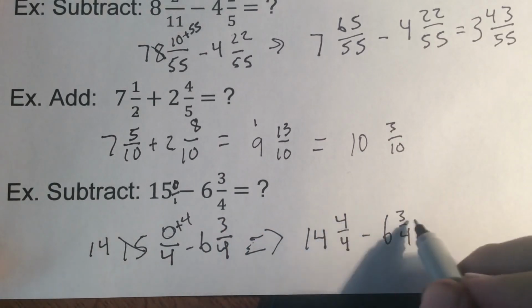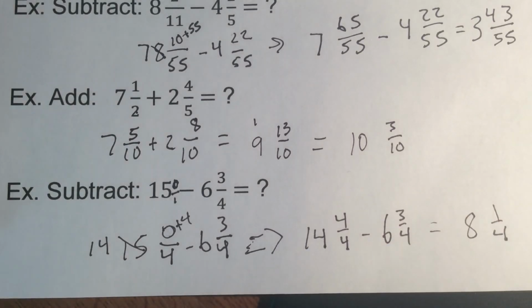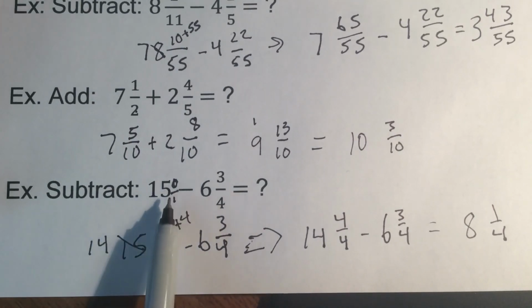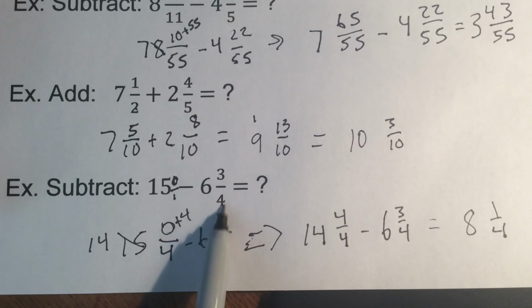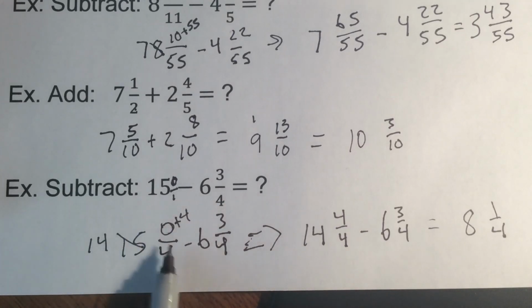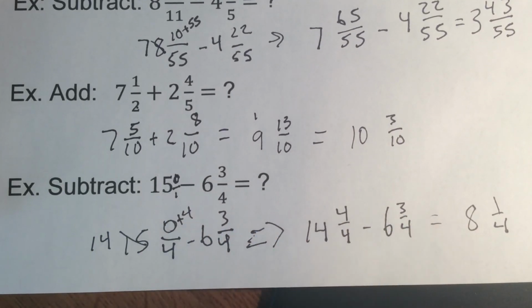Now we can subtract 4 minus 3. Leaves us with 1/4. 14 minus 6 is 8. And that's how we end it. So if you think about it, that 15 is technically 15 and 0 over 1. So whatever this denominator is, that's going to be the common denominator. So if that's 4, that's still 0 over 4. So we have to borrow 1 to make it a whole 4 over 4. So then we can subtract.